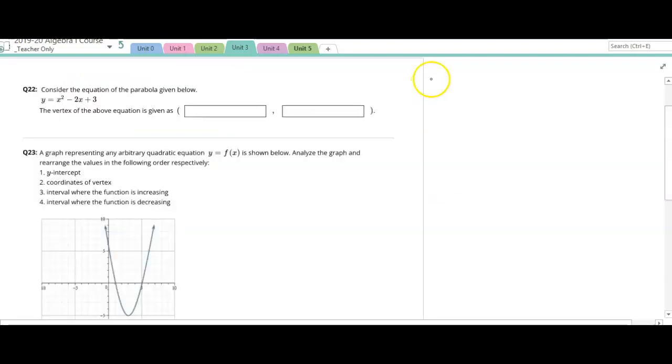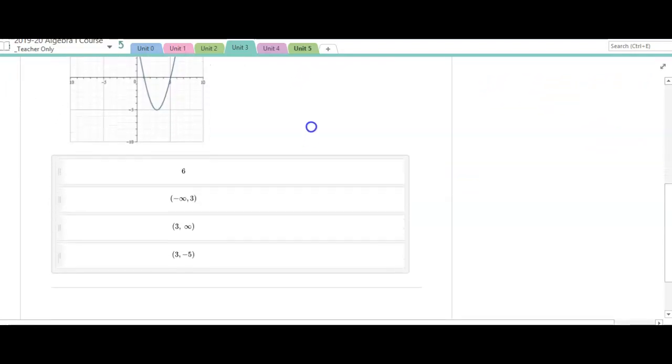Let's find the vertex. Let's do it algebraically. Negative b over 2a gives me negative 2 over 2, which is 1. Now I need to find f of 1. 1 squared minus 2 times 1 plus 3 gives me 1. Take away 2 is negative 1, and 3 is 2. 1, 2.